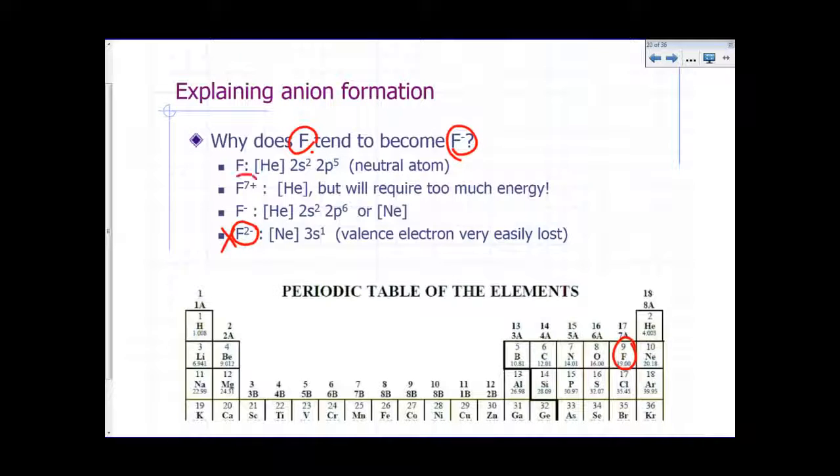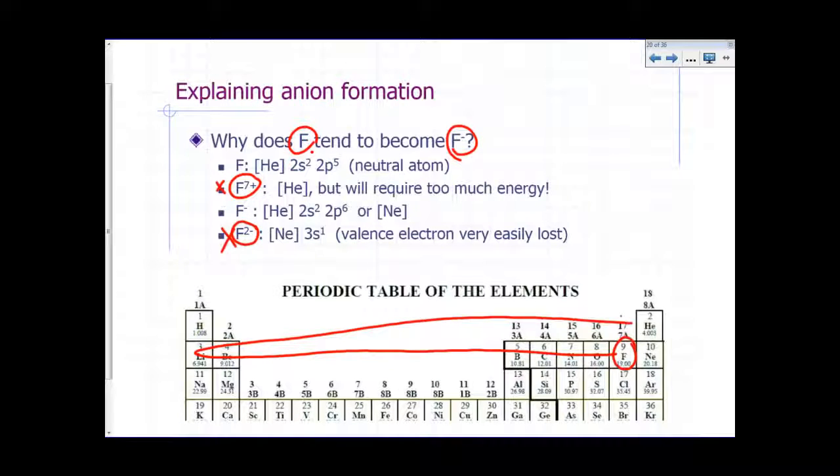You don't find fluorine at a positive 7. Well, if you're going by the tendency to become isoelectronic with a noble gas, fluorine would have to lose 7 electrons to become isoelectronic with neon. That's going to require too much energy. We've already seen that every time you remove an electron from an atom, it gets harder and harder to take out the next one. But why does it gain an electron?